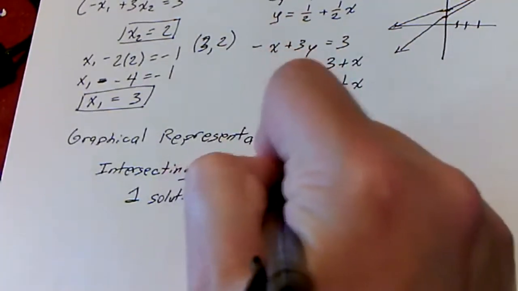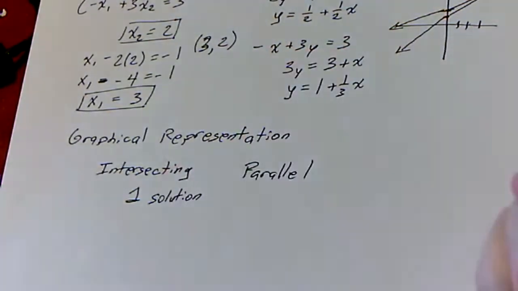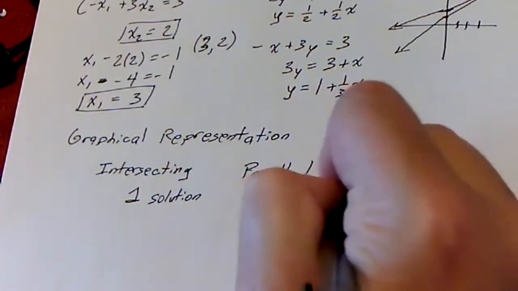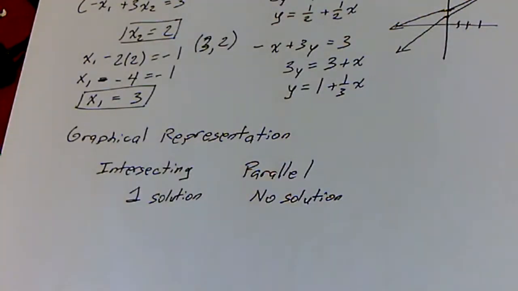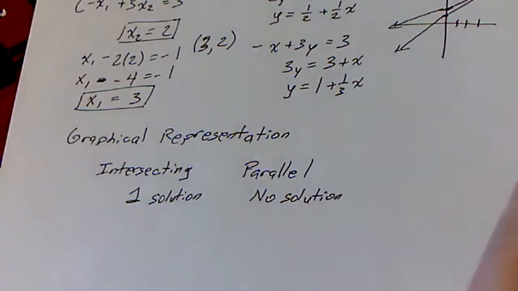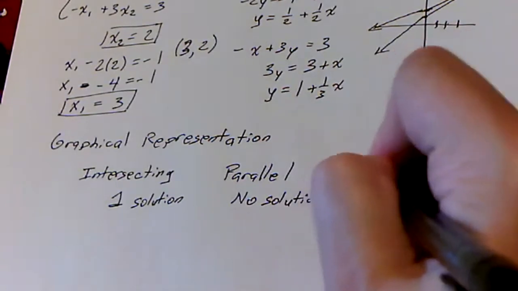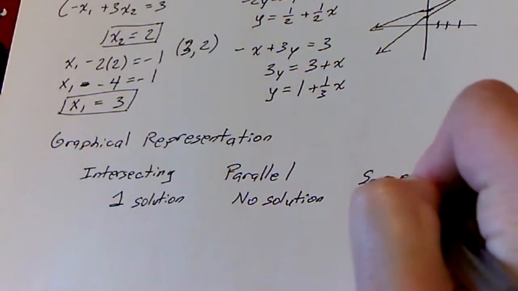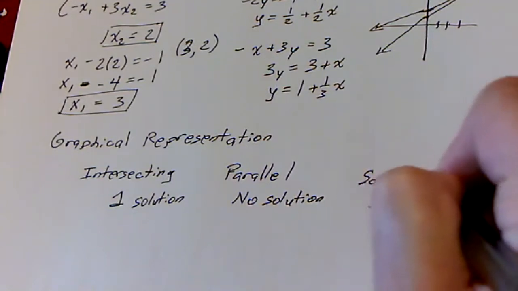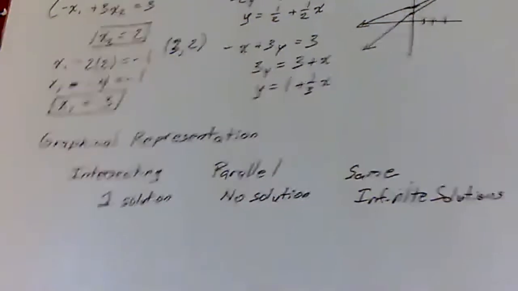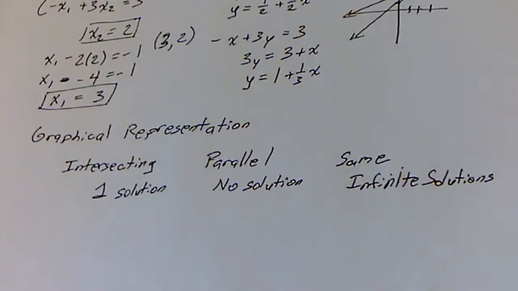Perhaps the lines are parallel, and if they're parallel, they have no solution. That's the definition of parallel lines, that they don't intersect. So if they don't intersect, then there's not going to be any of those crossing points up there. So we're going to have no solution then. And then we have one more result, which is that they're actually the same line, in which case we have infinite, if I can spell, as I'm making this video, solutions. So they're actually the same line.